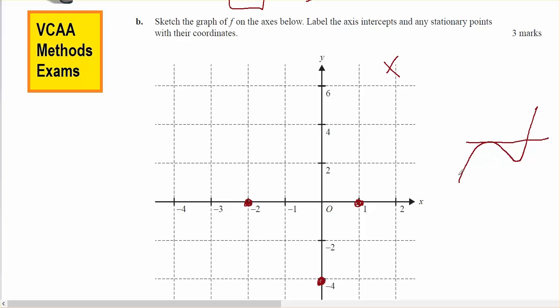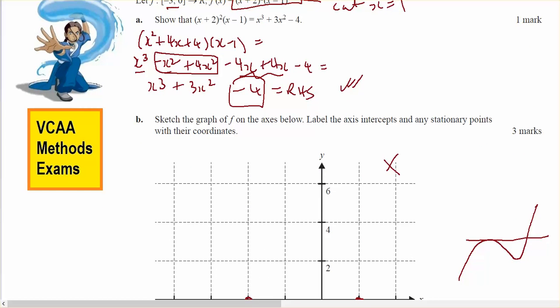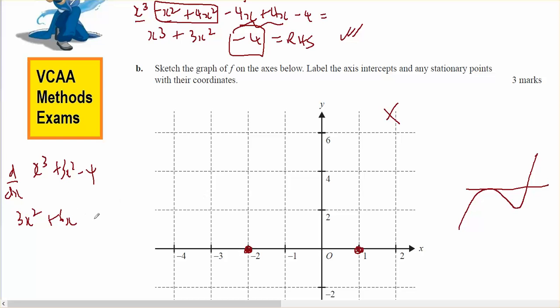Now I need to find out the turning point, so I need to take the derivative and set the derivative equal to 0. So I've got x cubed plus 3x squared minus 4, and I'll take the derivative of that to give 3x squared plus 6x. And if I set it equal to 0 and take out a common factor of 3x, I've got 3x times x plus 2. Therefore x equals 0 and x equals negative 2.